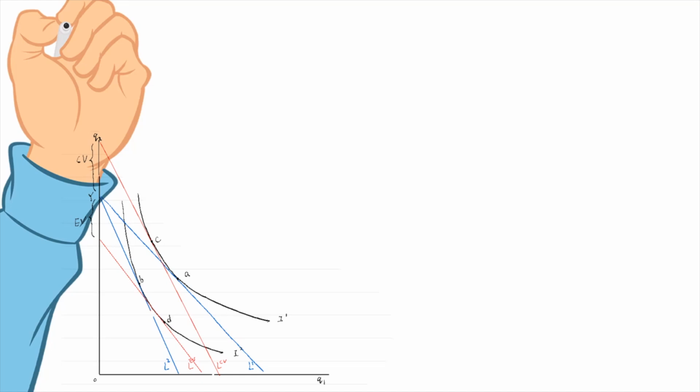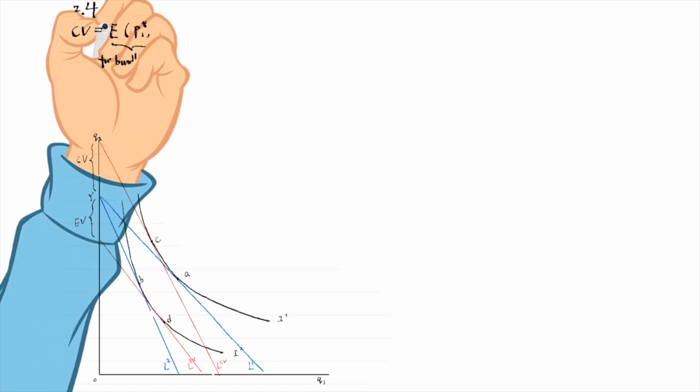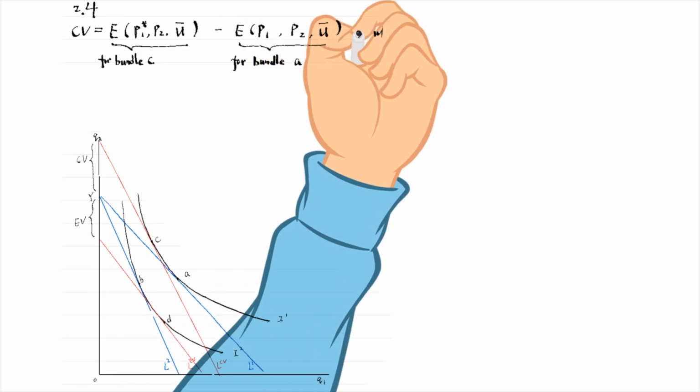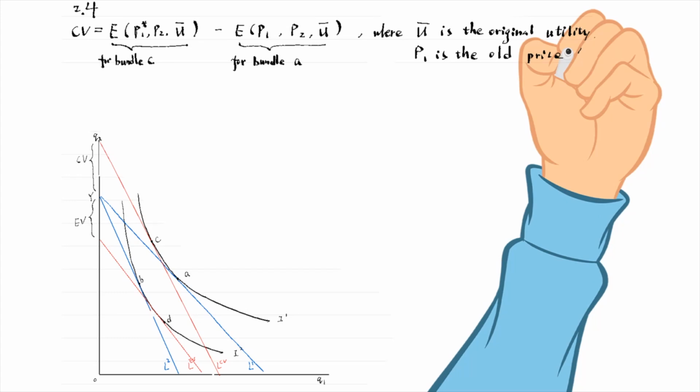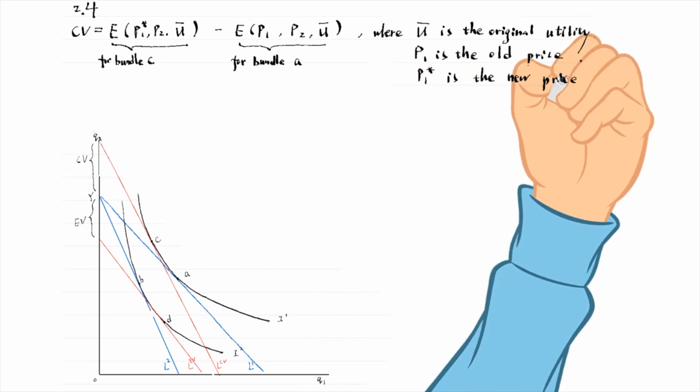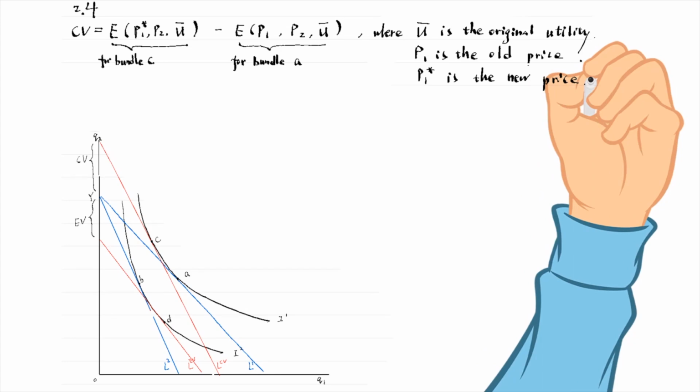Since the compensating variation is the money that should be given to the consumer to restore her original utility at the indifference curve I1, we should compare the expenditures at bundle A with bundle C. The expenditure functions are the functions of prices and utility. Both A and C are of the same utility, U bar. At bundle A, the consumer faces the old prices P1 and P2, while at bundle C, the consumer faces the new prices P1 star and P2. The difference between the two expenditures is the compensating variation.